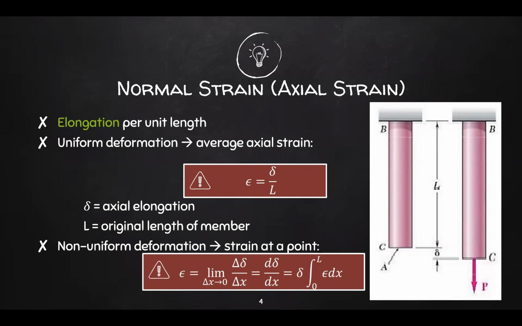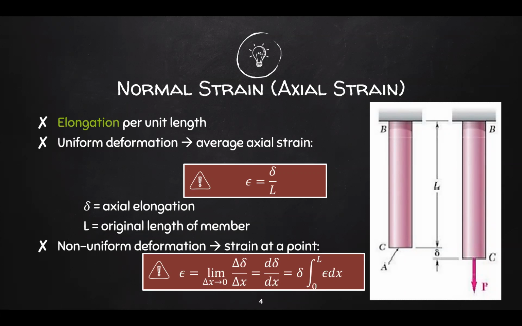Why? From the name itself, normal, the force that is causing your elongation or deformation is along the axis of your object. So for example, you have this rod here, your BC. This force P causes this rod to elongate by this much. Okay? And this force is along the axis of your rod, which is why it's called normal strain, because it's due to a normal force. So because of that, the definition of normal strain is just elongation per unit length.